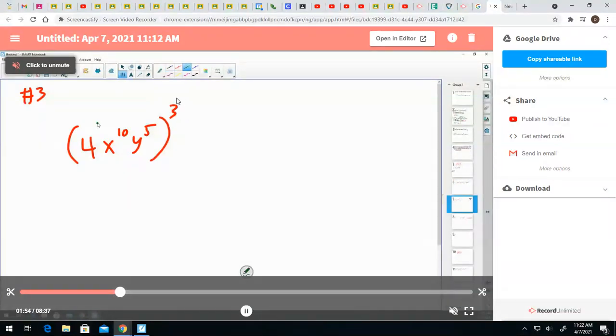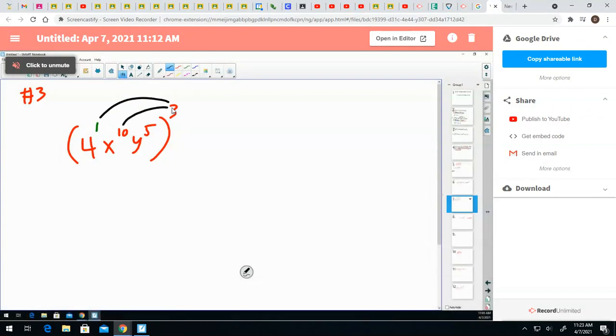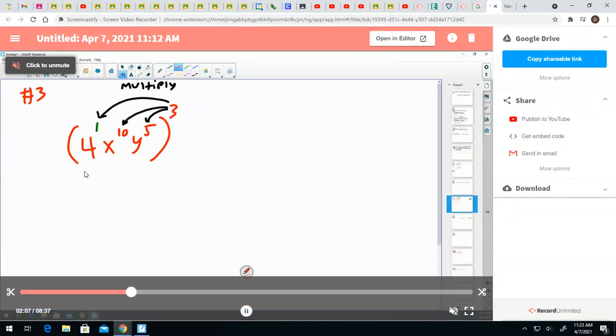Here, when the exponent's up here, this is our power rule. So we're going to multiply these by the exponents. So if you notice, 4 stays 4. 3 times 1 is 4 to the third. X stays x. 3 times 10 is 30. And y stays y, and 5 times 3 is 15.